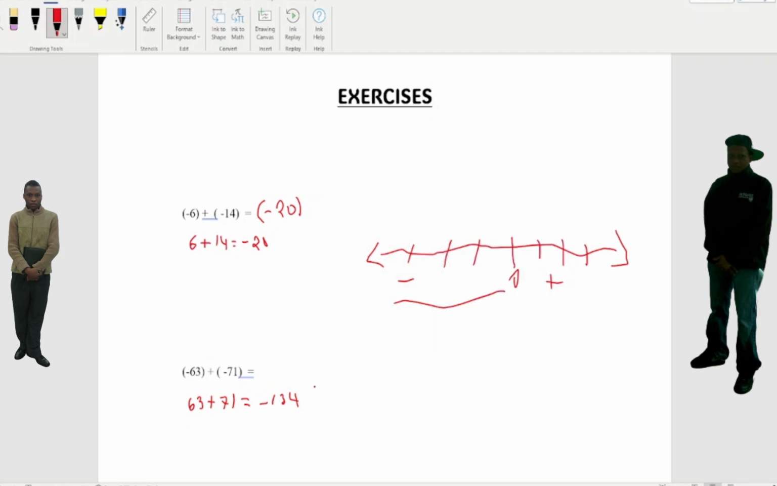So the right answer is gonna be, we're gonna put the bracket here, minus, this is the large one, okay? And then we're gonna write 134. So we're dealing with this side. We're going from the negative side, okay? But the large debt I'm talking about is like 71, okay?